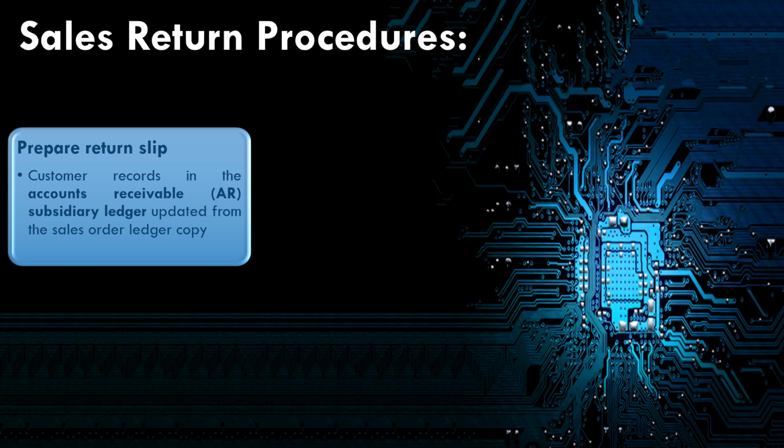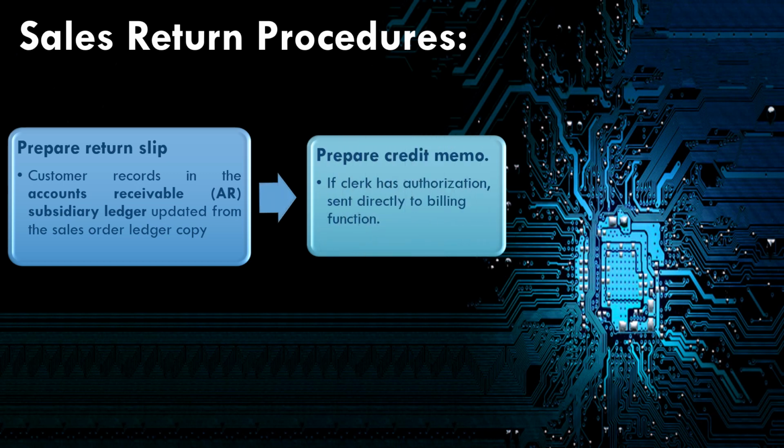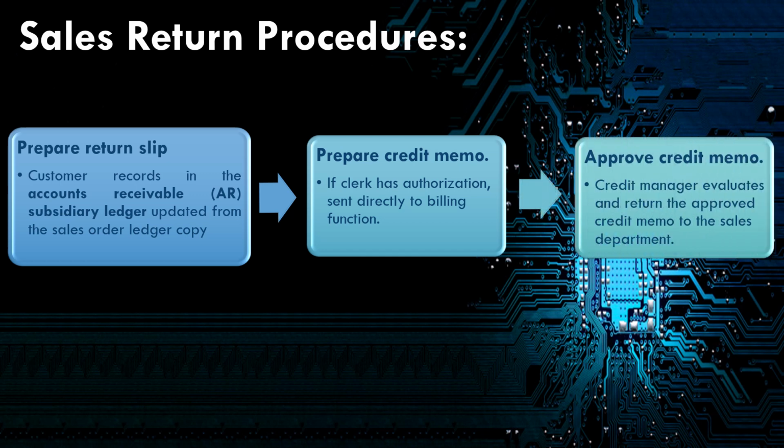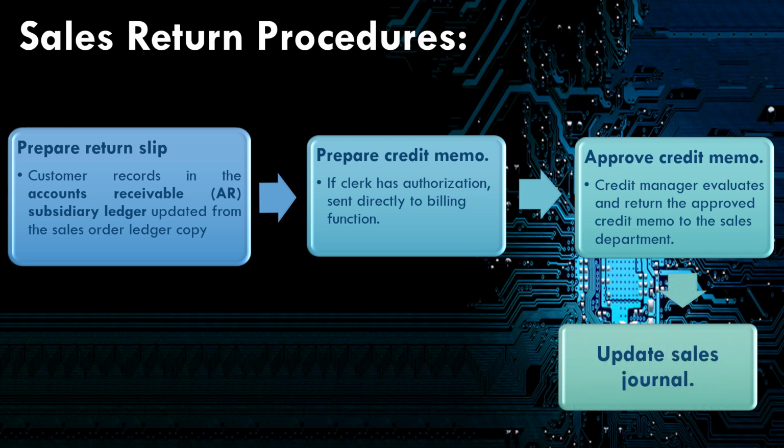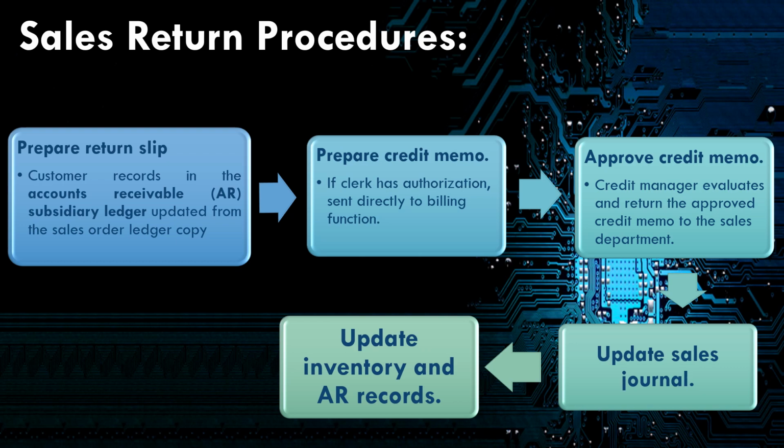Customer records in the account receivable subsidiary ledger are updated from the sales order ledger copy, and then we prepare the credit memo. If the clerk has authorization, send it directly to the billing function and approve the credit memo. The credit manager evaluates the returns and approves the credit memo to the sales department. Then after that, we update the sales journal and update the inventory and account receivable records.